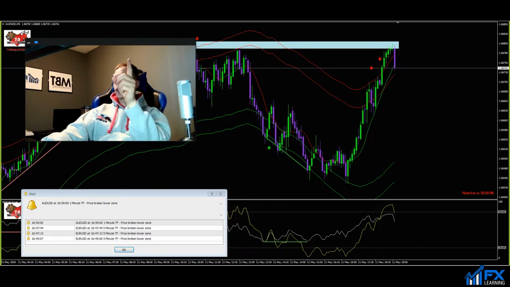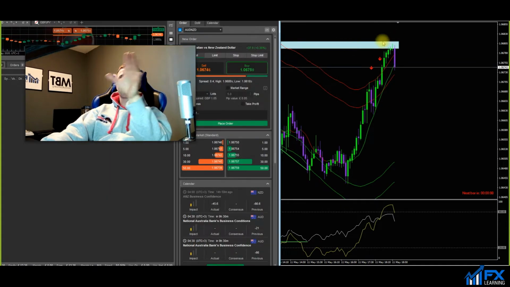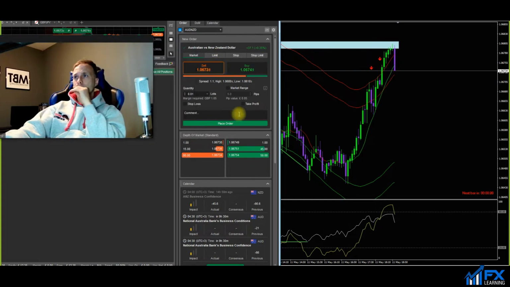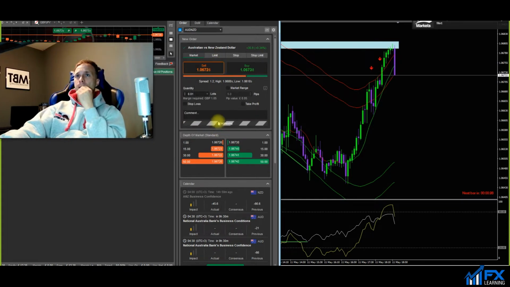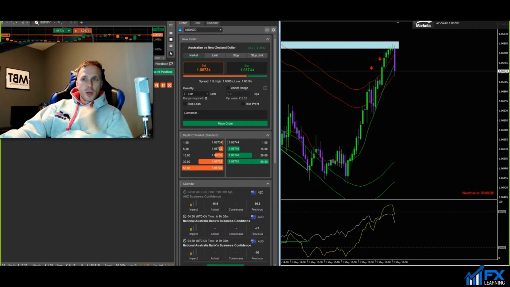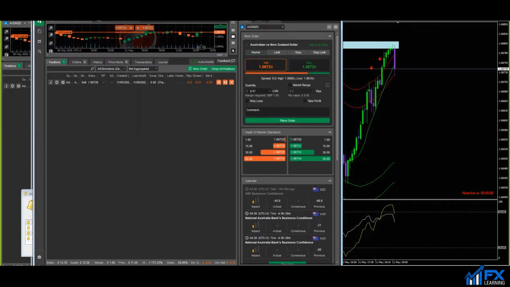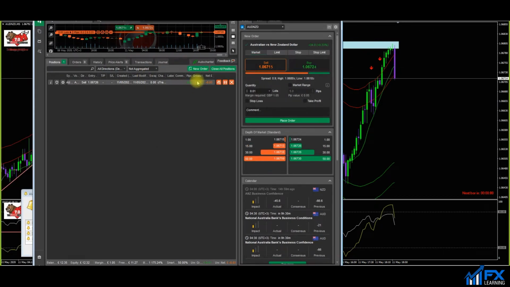I might actually pop a signal here. We bounce straight off that resistance line, and I am going to take a quick sell. I haven't actually popped a Mogwai arrow yet. I haven't popped a BD arrow either, but I'm just going to take a small trade here. I'm going to set a stop loss and take profit.